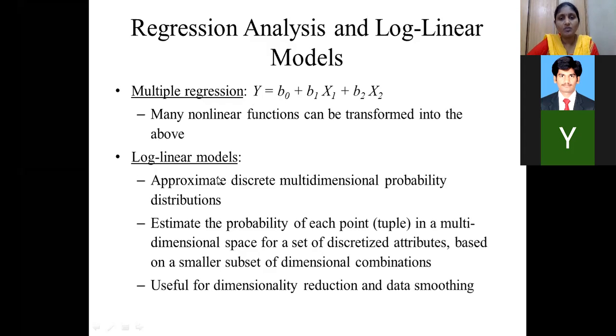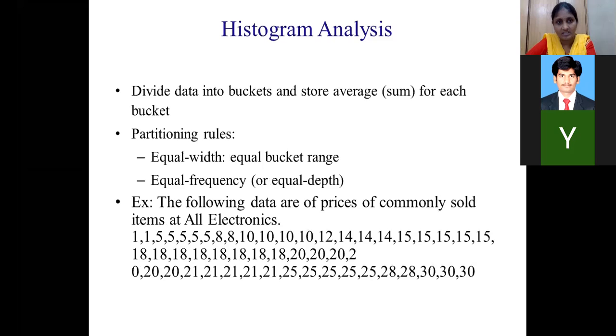Next, log linear models. In log linear models, we are estimating the probability of a data point. Here data point is nothing but your tuples. For each and every tuple, we are estimating the probability distribution in a multi-dimensional space by dividing them into discretized attributes, that is, interval attributes. Based on that, we are finding the probability distribution for each tuple. That is the log linear models we have discussed previously.